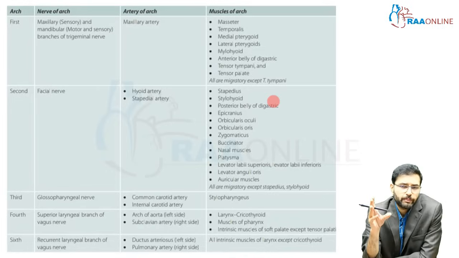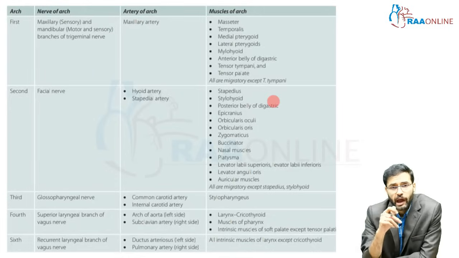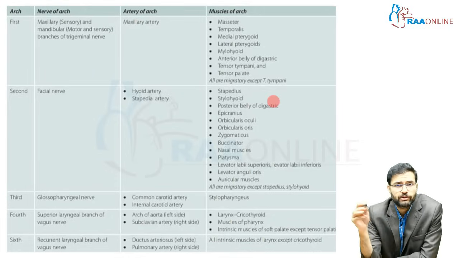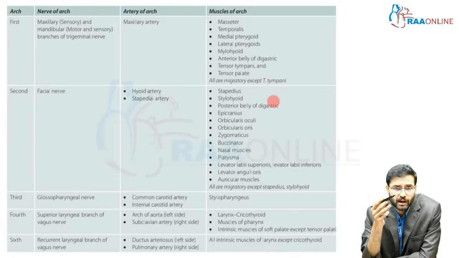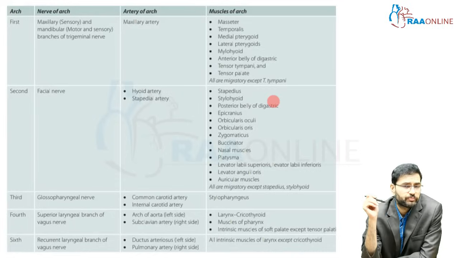During the development of the pharynx, you have two aortas to be remembered. You have a dorsal aorta and a ventral aorta. In between the dorsal aorta and the ventral aorta, you have the aortic arches. These aortic arches give rise to the various arteries of each arch. Okay. So the artery of the third arch is the common carotid artery and the internal carotid artery. There is only one muscle derived from the third arch, which is the stylopharyngeus muscle.